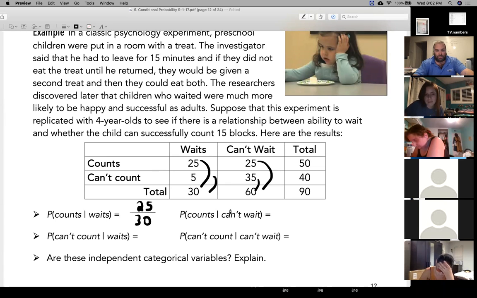And now, how about this one? The probability that they can count given they can't wait. What's my denominator? 60. And how many of those 60 can count? 25. Are those equal? No, they're not equal. And therefore we're already done. We don't have to do the second line, but let's do it anyways for completeness. Go ahead and fill in the second line just for completeness' sake.